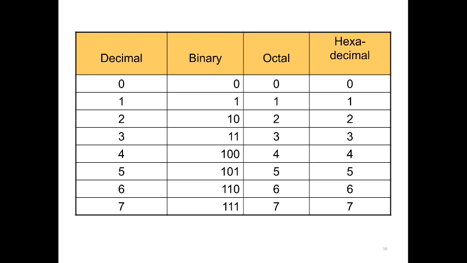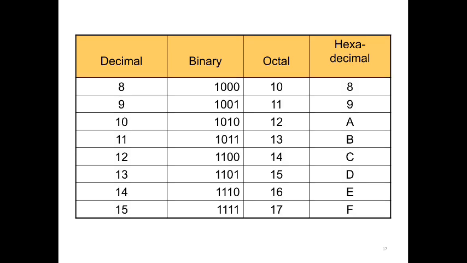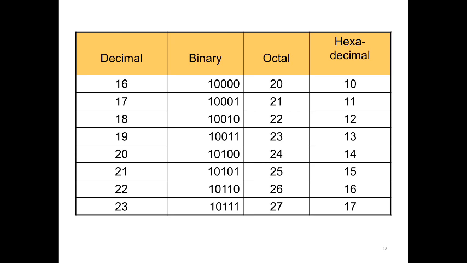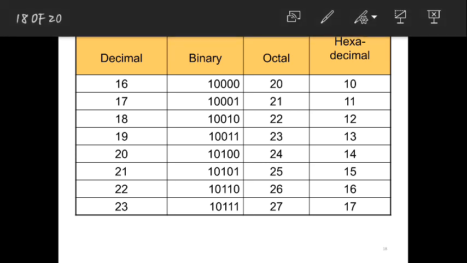See, these are the representations: decimal value, binary, octal and hexadecimal. They have given up to 23, a few numbers. Generally you will get confused whenever you see 17 or 25, you will think of it as a decimal number.